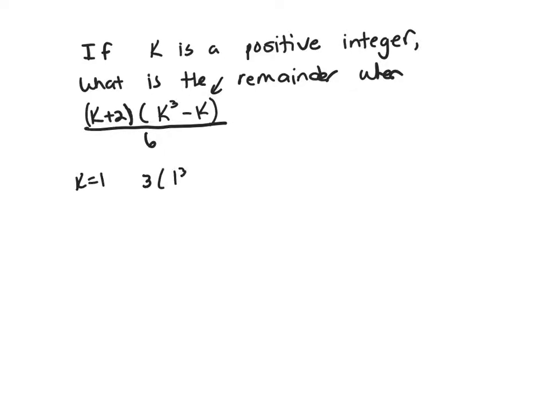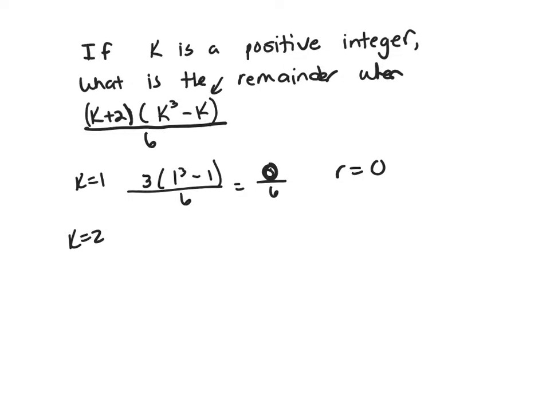And then 1 cubed minus 1. Well, that's going to give me 0 over 6. And 0 divided by 6 is 0, with the remainder 0. Let's try k equal 2. That kind of makes me nervous a little bit, getting 0 up there, but not too much.